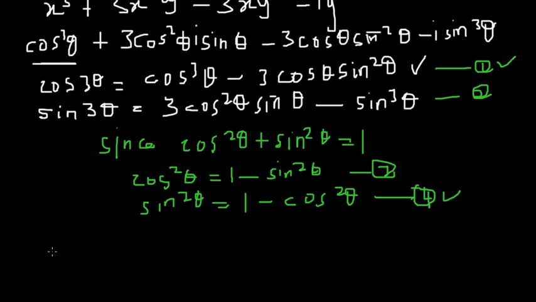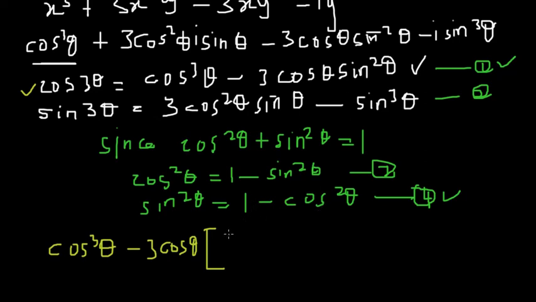So we have cos cubed theta. So from here we have cos cubed theta minus 3 cos theta. And then we have this expression, right?